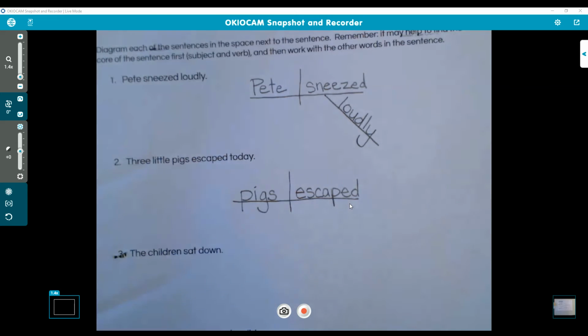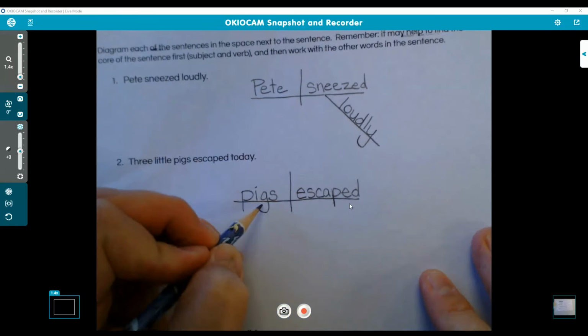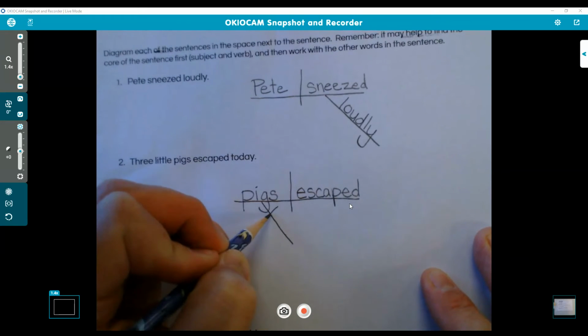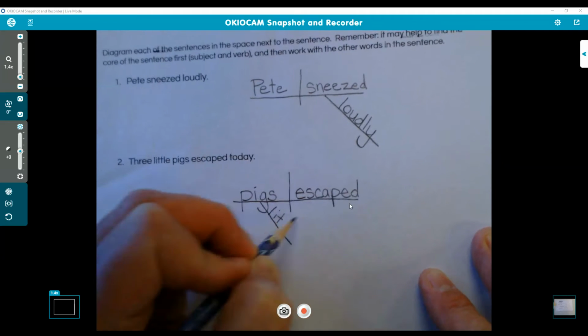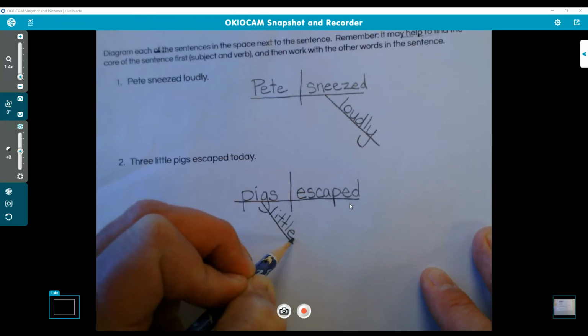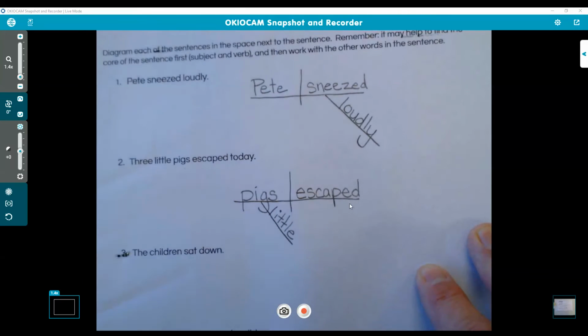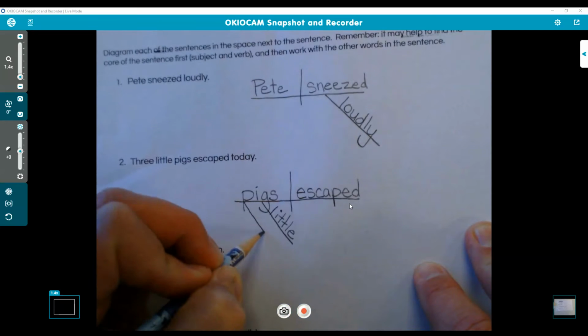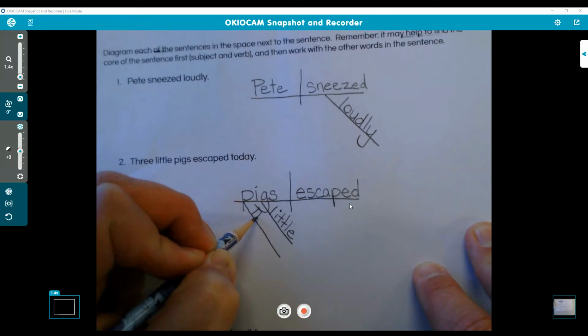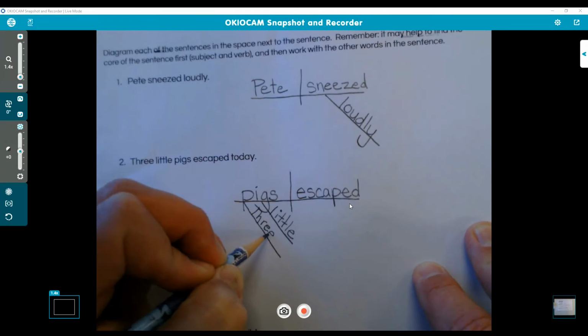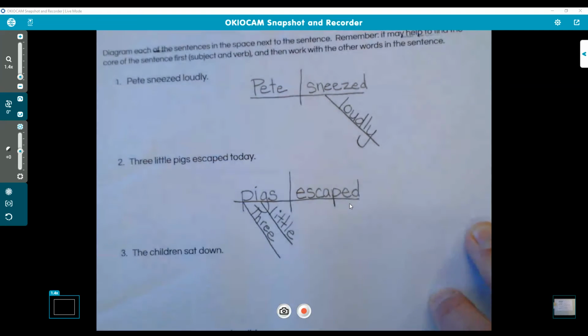Do we have any words that tell us what kind of pigs? Right, little. So little should be diagrammed under pigs. It's an adjective describing what kind of pigs. Grammarians, how many pigs? Right again, three. So three is an adjective telling us how many pigs.